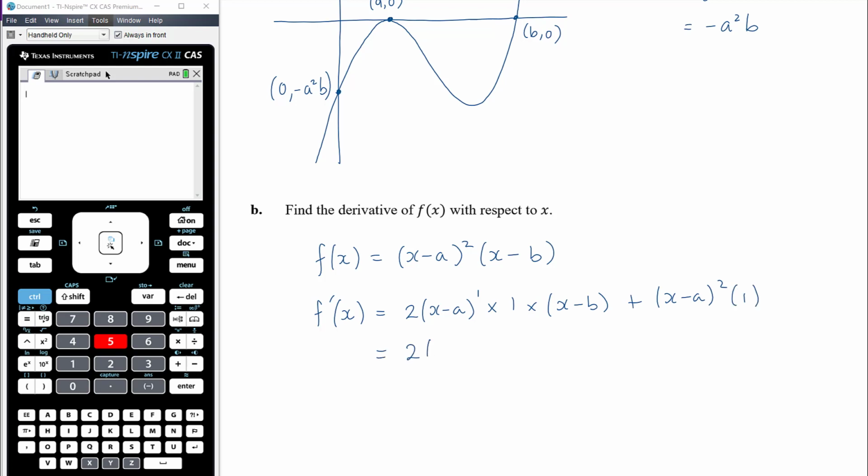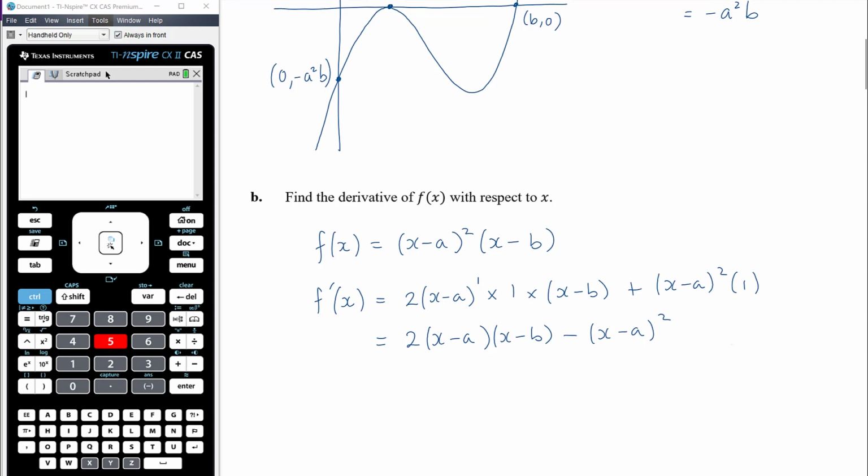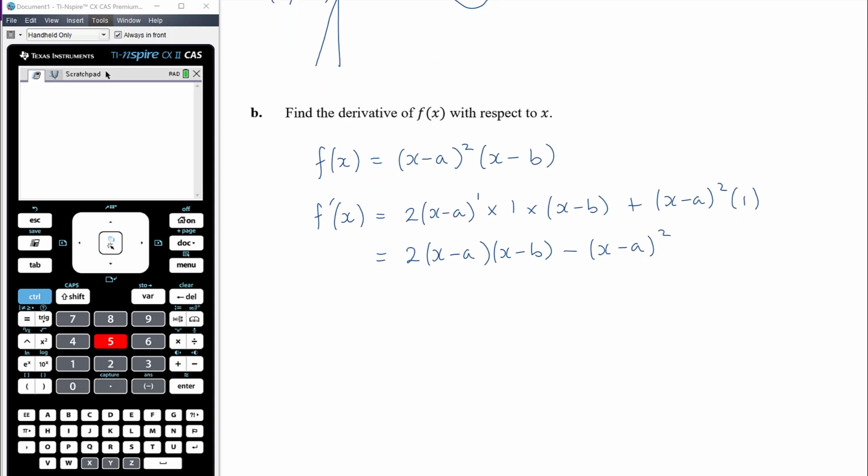Alright, so what have we got here? We've got 2 times (x minus a) times (x minus b), take away (x minus a) all squared. Nothing wrong with that in terms of the answer for this particular question, but it's going to be much easier in the next question if we focus on factorising this. So I'm going to identify that I've got a common factor of x minus a, and when I take that out, in the first term I'm left with 2 times (x minus b), and in the second term I'm left with another (x minus a). So we can focus on tidying up that second bracket. So we get 2x minus 2b minus x plus a.